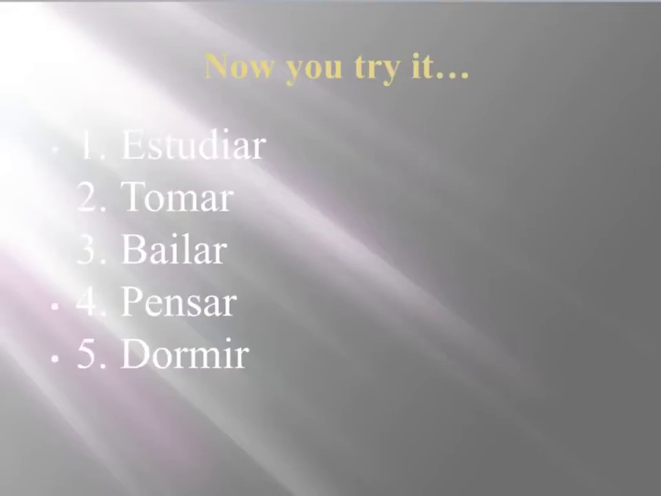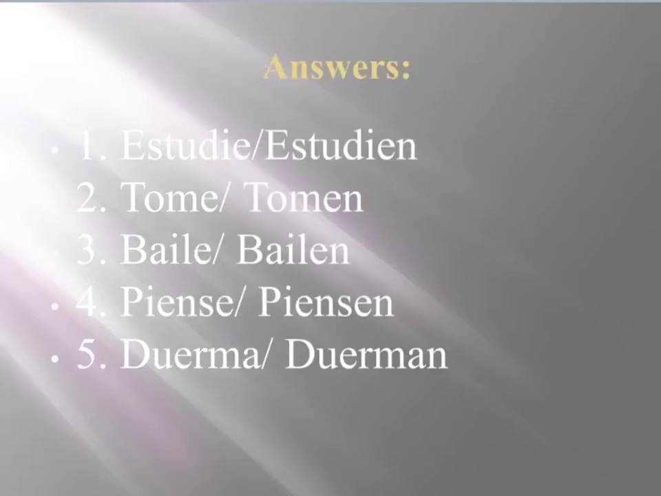Now you try it. You take these 5 verbs and you turn them into usted commands and the ustedes commands. As you can see, we have estudie and estudien, tome and tomen, baile and bailen. Notice that pensar is a stem changer, as is dormir.